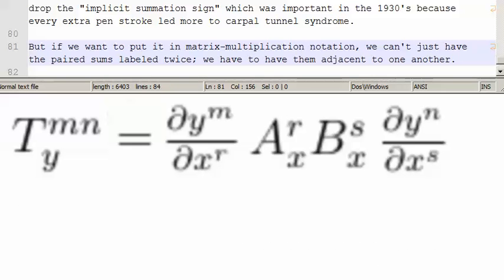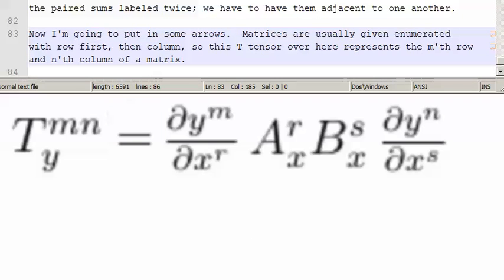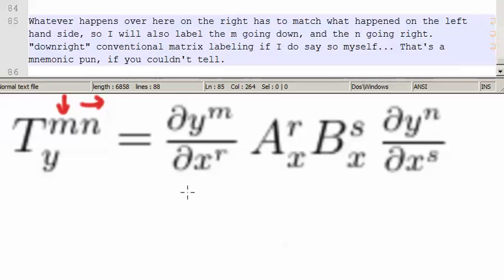Okay, now I'm going to put in some arrows. Matrices are usually enumerated with the row first and then the column. So this T tensor over here is going to represent the mth row and the nth column of the matrix. Whatever happens on the right-hand side has to match the left-hand side. So I will label the M going down and the N going across, to the right. Down, right, conventional matrix labeling, if I do say so myself. That's a mnemonic pun, if you couldn't tell.